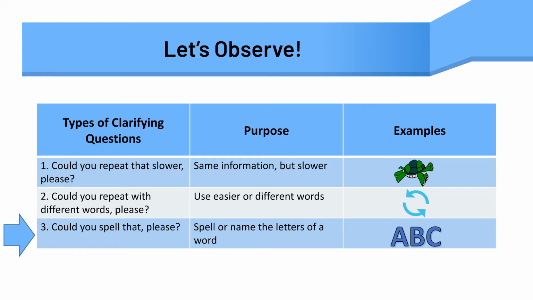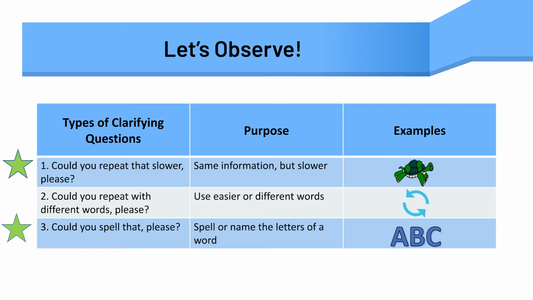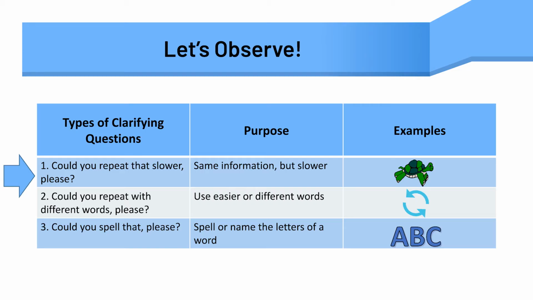I don't think that is what I need. If I ask the third question, they will spell the number. That might help too. Okay, let's try using two clarifying questions. Let's hear the example one more time. Elisa's birthday is on the 18th. Could you repeat that slower, please?